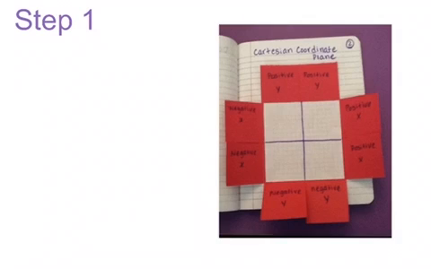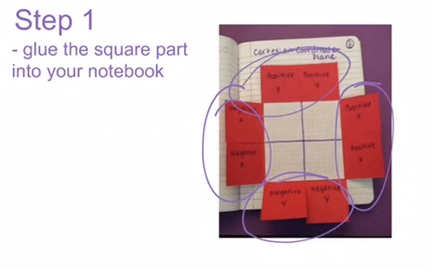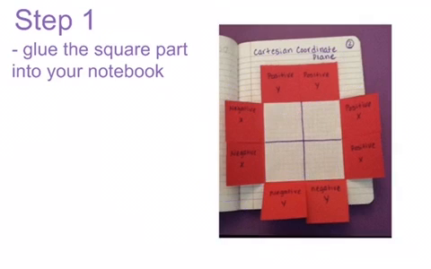So the first thing you're going to do is you're going to glue this square part into your notebook. Now, make sure that your red sections here do not get glued down. Those are going to be flaps that we're going to fold over. All you want to glue down is the back part of this section here. Okay, so it should be on your red paper or whatever color we photocopied it on, and you're just going to glue that back square on.